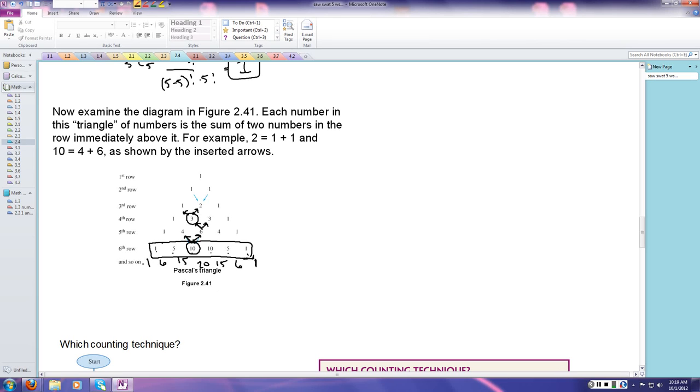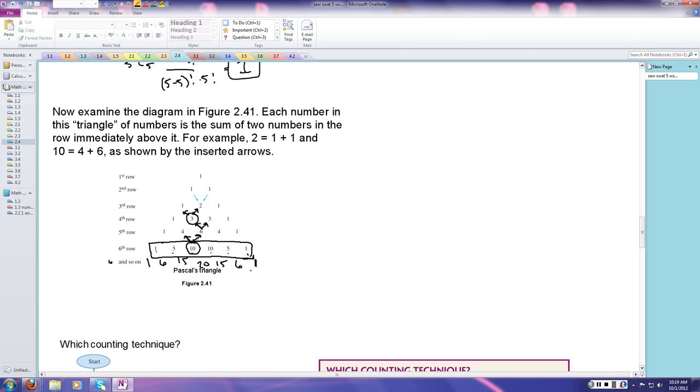So if I want to look at 6 objects, there's 1 way to pick 0, there's 6 ways to pick... Sorry, I got off 1. 0, 1, 2, 3, 4, 5, 6. So there's 1 way to pick 0 of them, 6 ways to pick 1 of them, 15 ways to pick 2 of them, 20 ways to pick 3 of them, 15 ways to pick 4 of them, 6 ways to pick 5 of them, and 1 way to pick 6 of them.